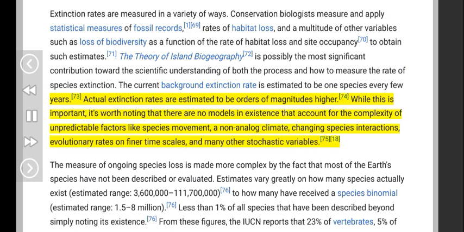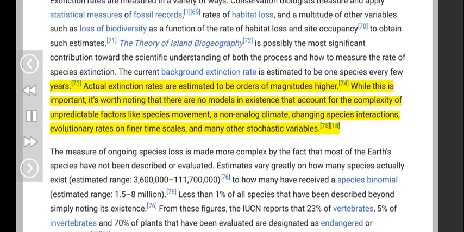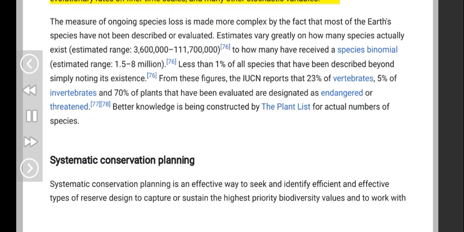While this is important, it's worth noting that there are no models in existence that account for the complexity of unpredictable factors like species movement, a non-analog climate, changing species interactions, evolutionary rates on finer timescales, and many other stochastic variables. The measure of ongoing species loss is made more complex by the fact that most of the Earth's species have not been described or evaluated. Estimates vary greatly on how many species actually exist.